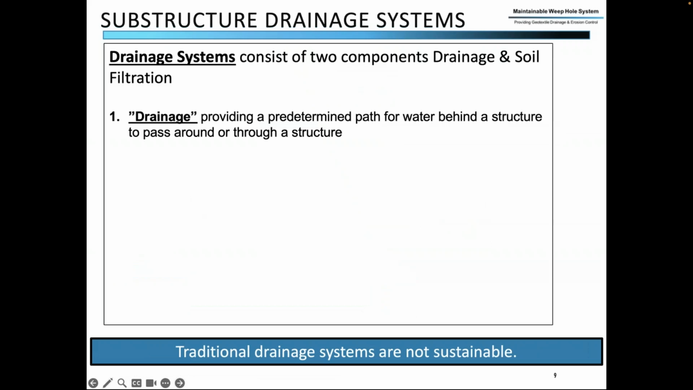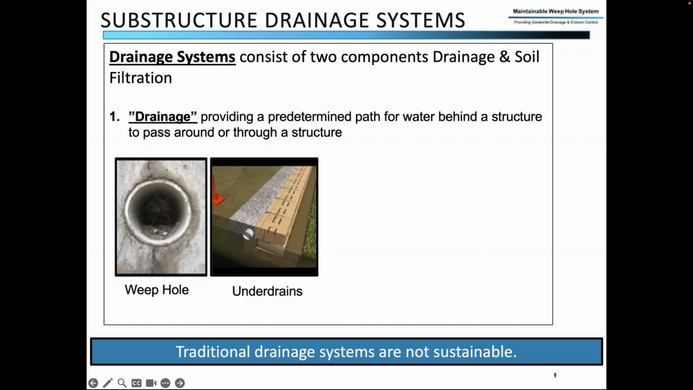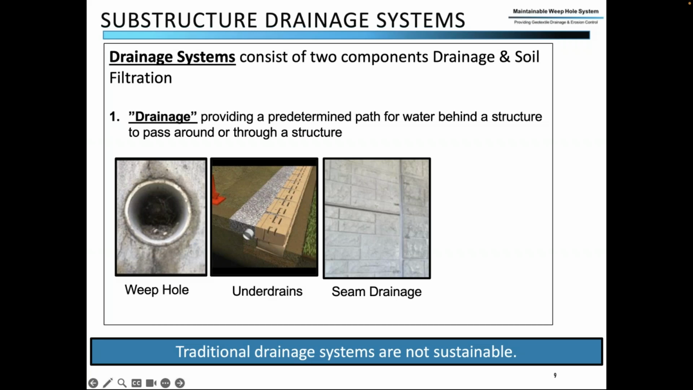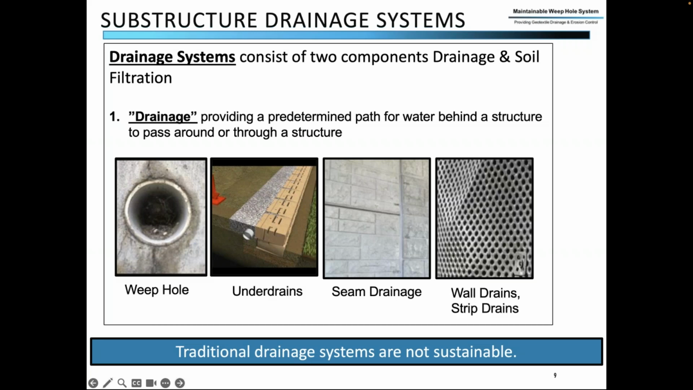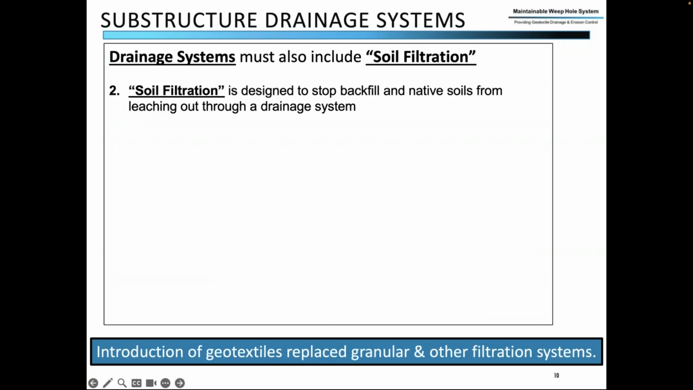Now, when I talk about drainage systems, I'm really talking about two components. One is the actual water or hydrostatic pressure coming off the wall through some sort of a weep hole, drains, could be coming through the seams in MSE and block walls. There are strip drains, wall drains, but anything that is getting the water off. The second component is soil filtration.